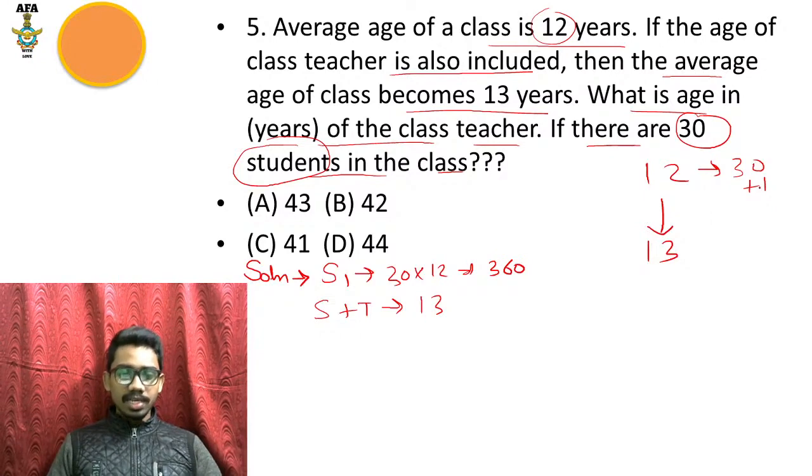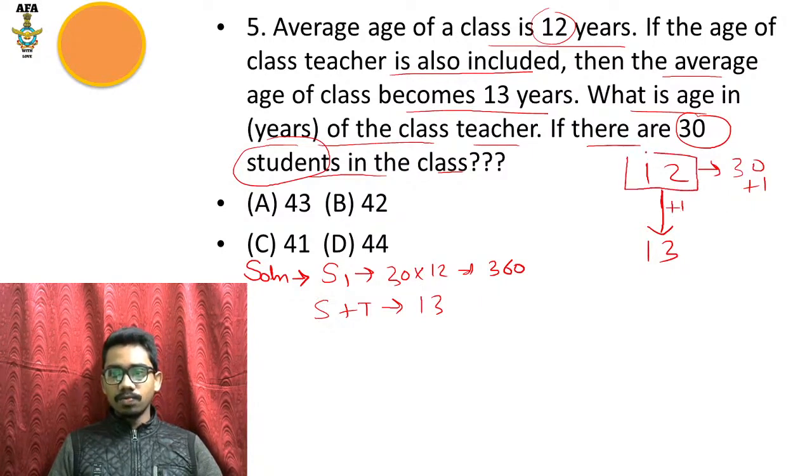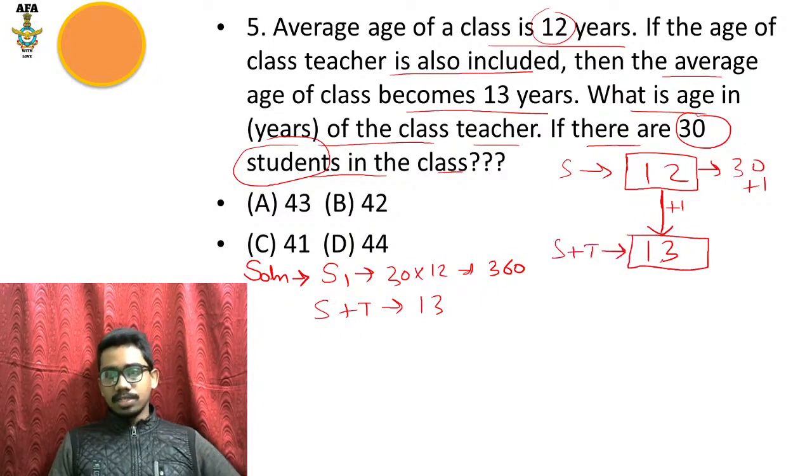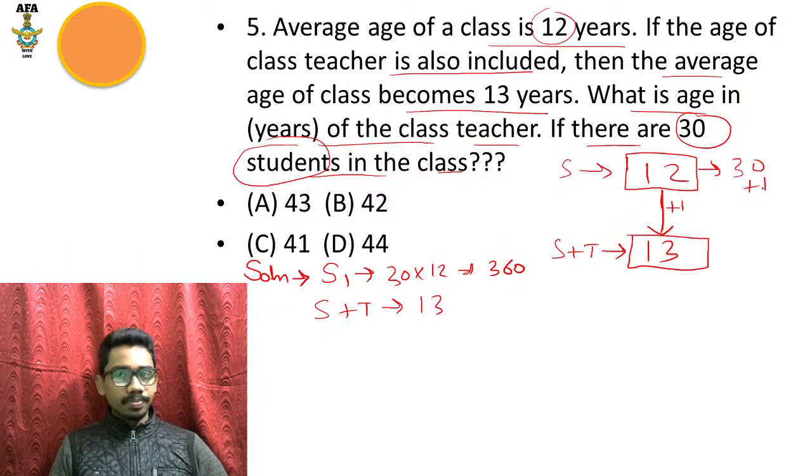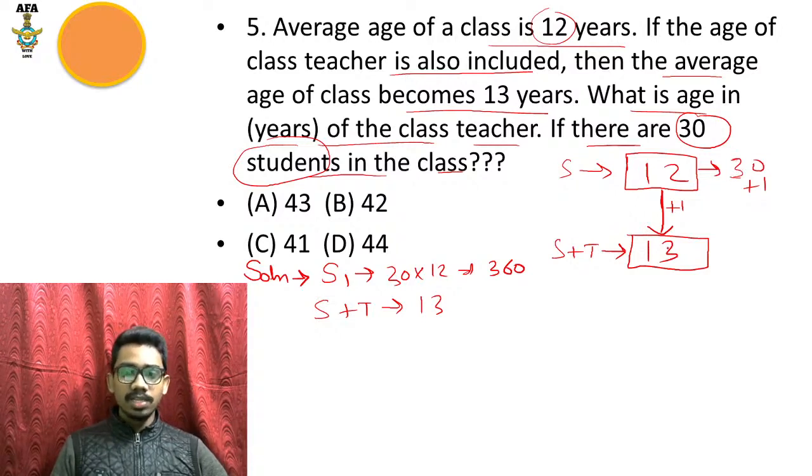So what is the case here, guys? The average is increased by 1. So 12 plus 1. The average was 12 when no teacher was there, when only students were there. This is the case of students, and this is the case of students plus class teacher. The average increased by 1, so the average becomes 13 years. So the age of each student must be increased by 1. That is why the average is increasing by 1. So the total will be increased by 30. And so what will be the age of the teacher?